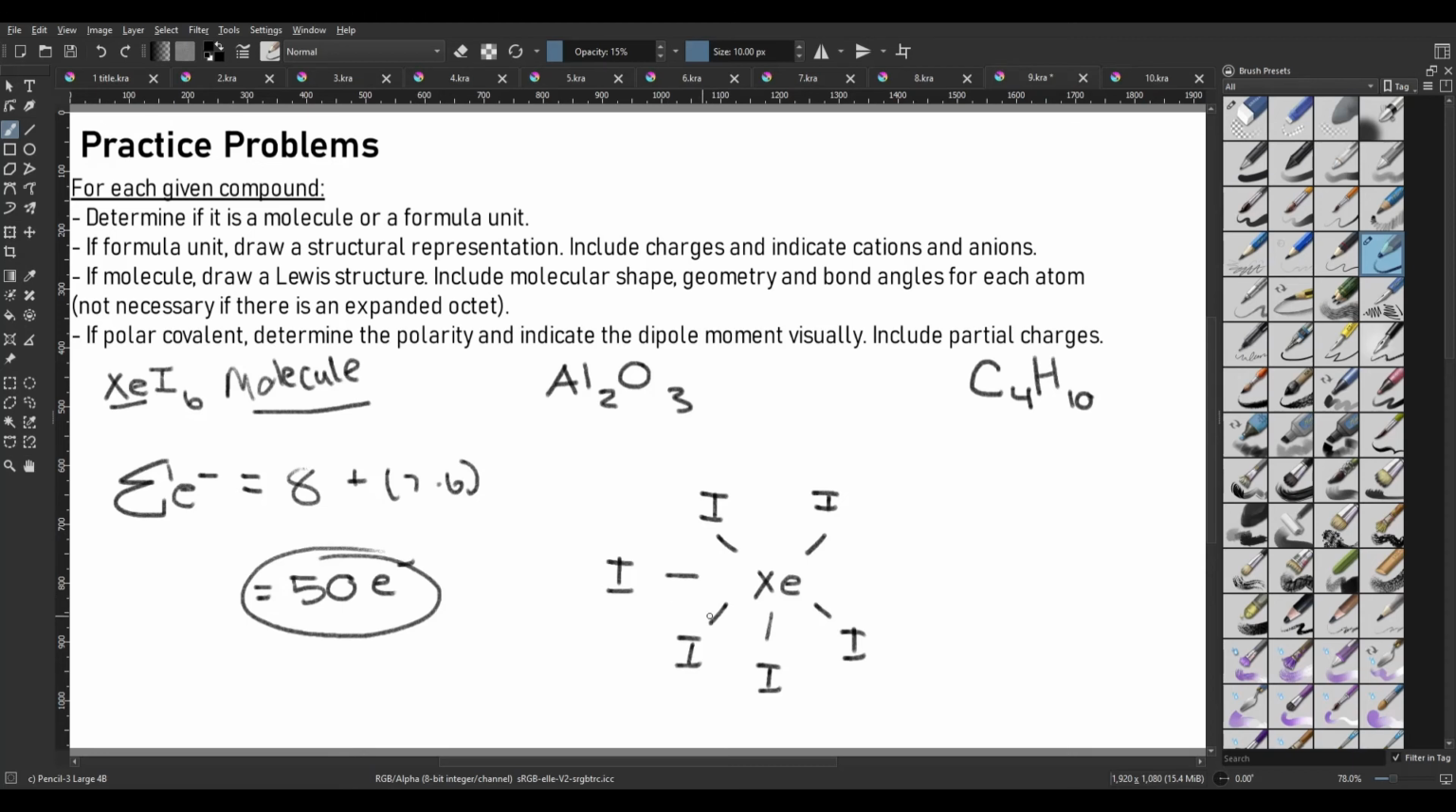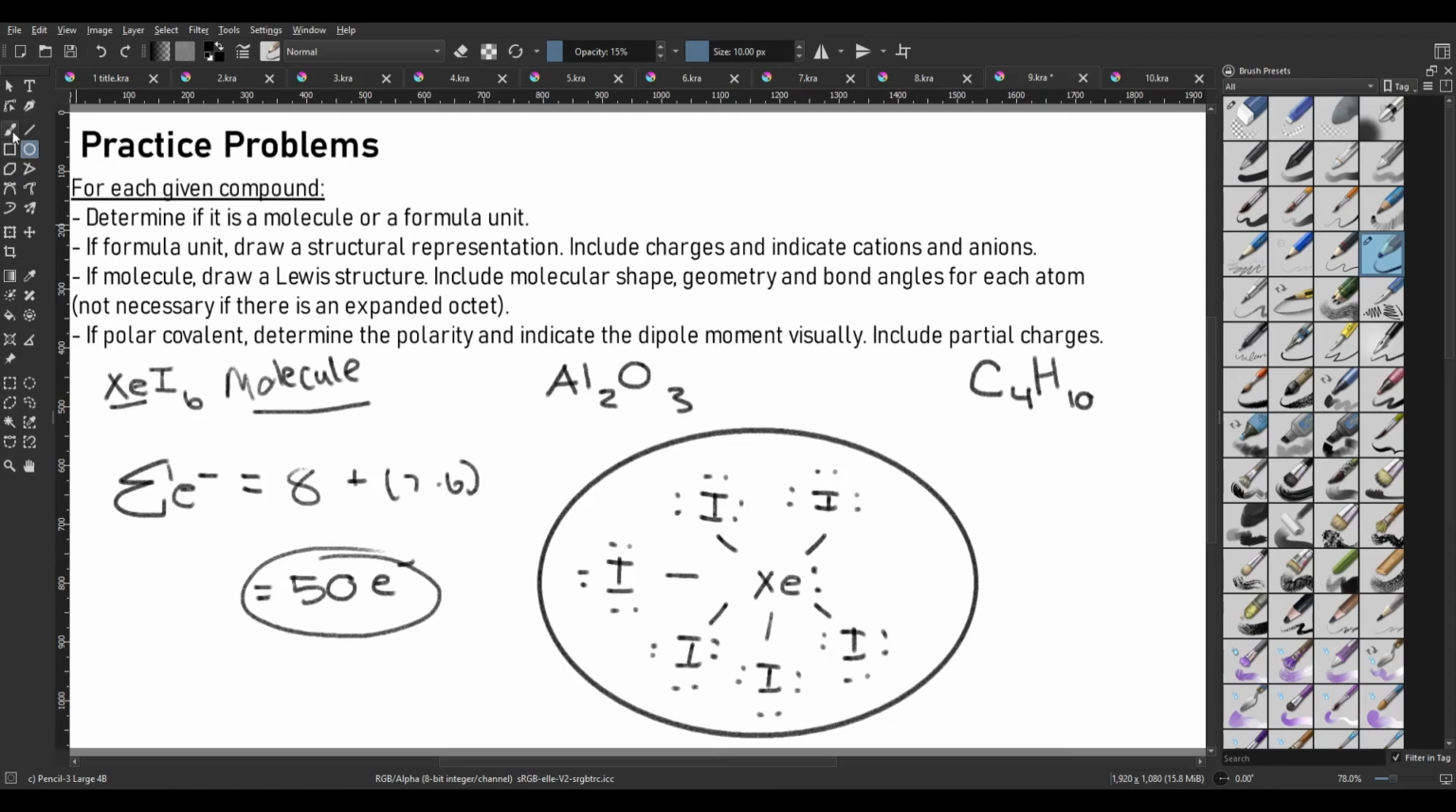Counting up the electrons, 12, 14, 16, and so on up to 48. And because we have 2 more valence electrons we need to use, after we filled up all these outer shells, we're going to put these as a lone pair around xenon. And this is our Lewis structure right here.